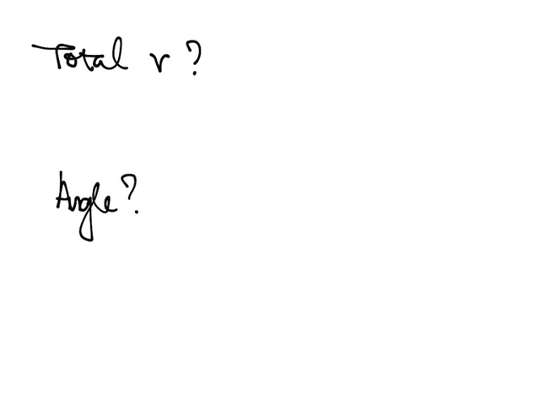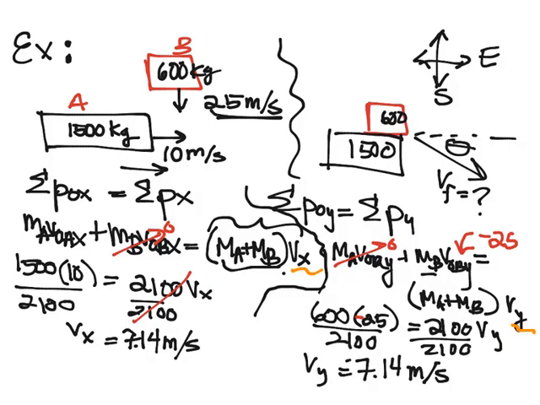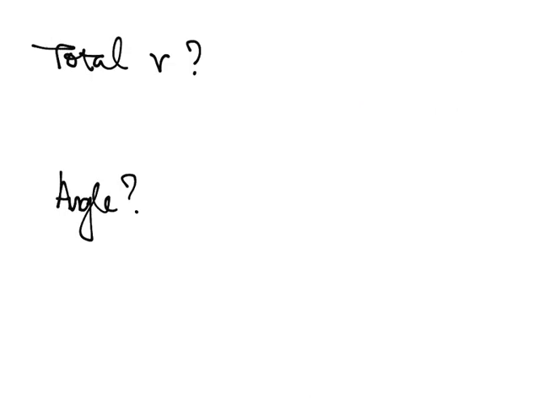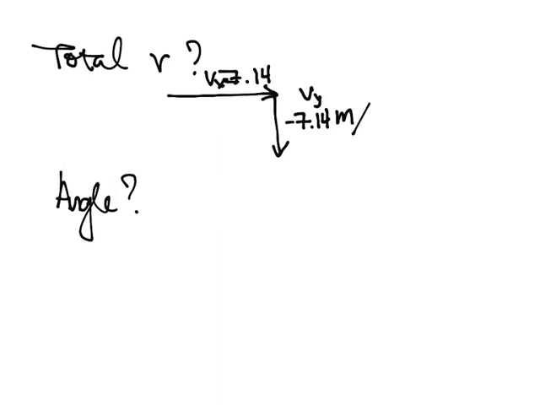Okay, so to find my total velocity, remember I have 7.14 and negative 7.14. What I have to do is use SOHCAHTOA. So I have 7.14 meters per second, that's my Vx, and negative 7.14 is my Vy. And remember that my total velocity will be the hypotenuse of these two.